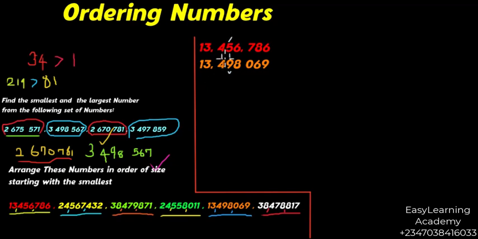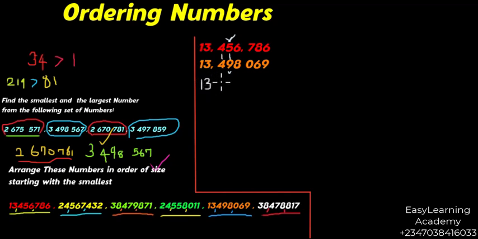Which one is the smallest? 5 is smaller than 9. It's the smallest. So because at this point 5 is the smallest, we have a small number there at this point here. So the smallest number here first is going to be 13 million. Let's try to write it out.